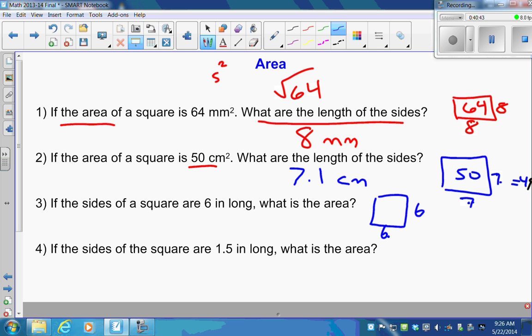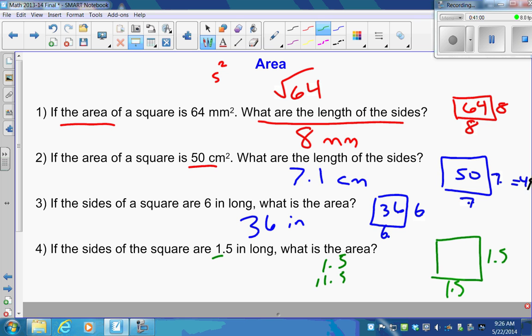If these ones are easier now, if my sides of my square are 6, what is my area? 6 times 6 is 36. And the last one, sides are 1.5. So I have 1.5 times 1.5. Just do your multiplication. 1.5 times 1.5. 5 times 5.